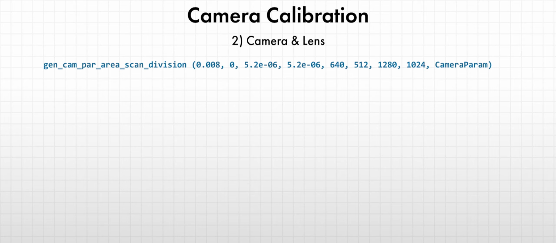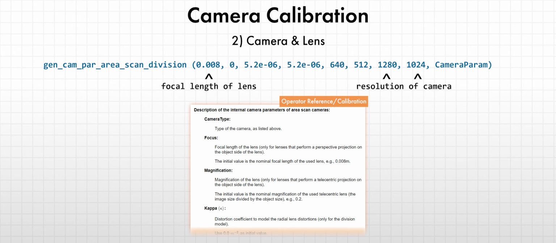For every calibration, initial internal camera parameters must be given. The initial values should be derived from the data sheets of the camera and lens used. These initial values are crucial for a successful calibration. For more information about initial values, have a look at the chapter Calibration in the operator reference.